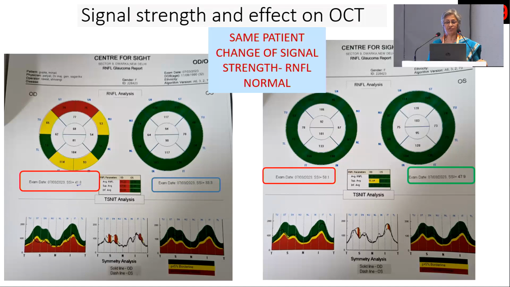This is one patient for whom the OCT was done, and the signal strength was only 41 in the right eye. And of course, the patient came to me saying that the father said the patient has glaucoma, and asked me to please have a look at it. When we did it again with a better signal strength, the patient was absolutely normal.